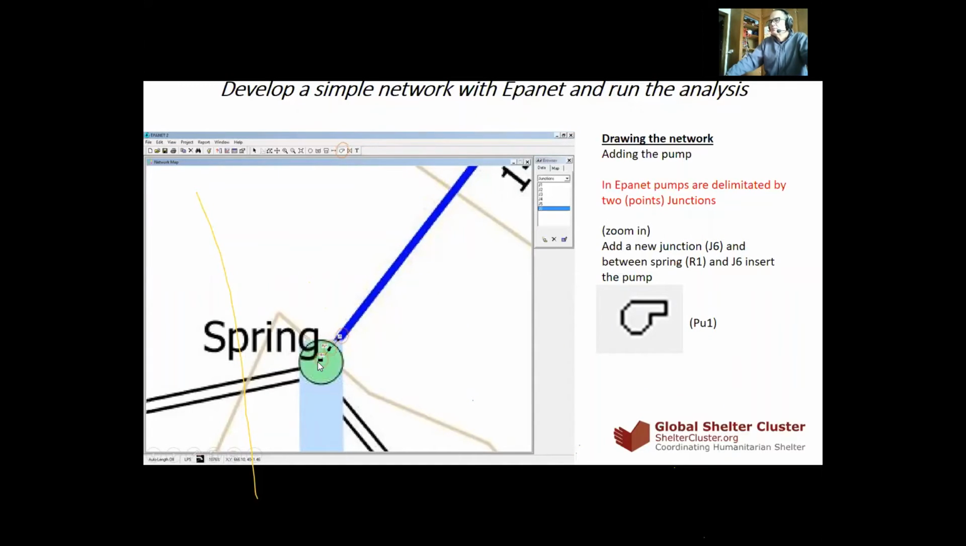If you draw the pump from the reservoir into the fake junction, the water is going in this direction. If you draw the pump from the fake junction into the reservoir, the pump pumps on the other side. The direction of drawing is important.